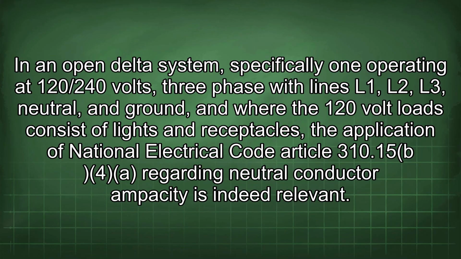In an open delta system, specifically one operating at 120/240 volts, three-phase with lines L1, L2, L3, neutral, and ground, and where the 120-volt loads consist of lights and receptacles, the application of National Electrical Code Article 310.15 B4 regarding neutral conductor ampacity is indeed relevant.